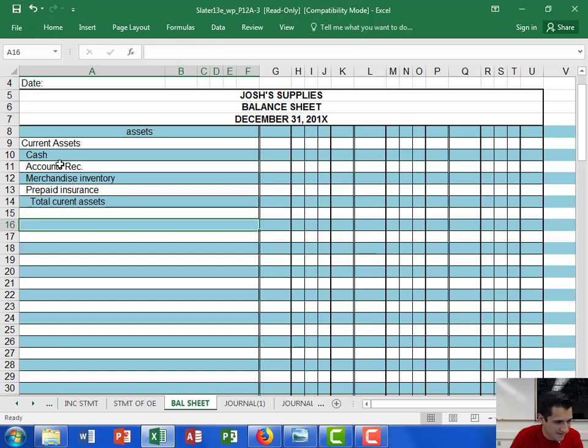You're then going to have your, in a sense, fixed assets or long-term assets. We're going to have your plant and equipment, which is just going to go down into just equipment, minus your accumulated depreciation, and then you're going to get that total number of assets. Total assets.